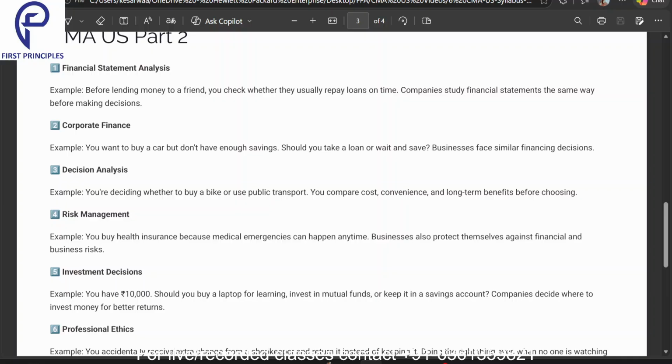Then coming to the fifth section, one of the most important sections. A lot of questions are asked from this in the examination because it's very interesting, and one of my favorite sections of the entire CMA US journey is investment decisions. What happens when companies have extra cash, excess cash with them? They will invest it somewhere. Where to invest, how to invest, how much money to invest, they will come to know via investment decisions.